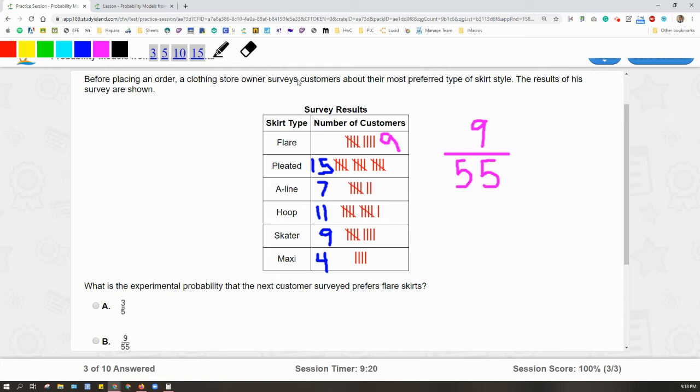And there's B right there. It says 9 out of 55. 9 55ths cannot be simplified because 9 and 55 don't share any common factors.